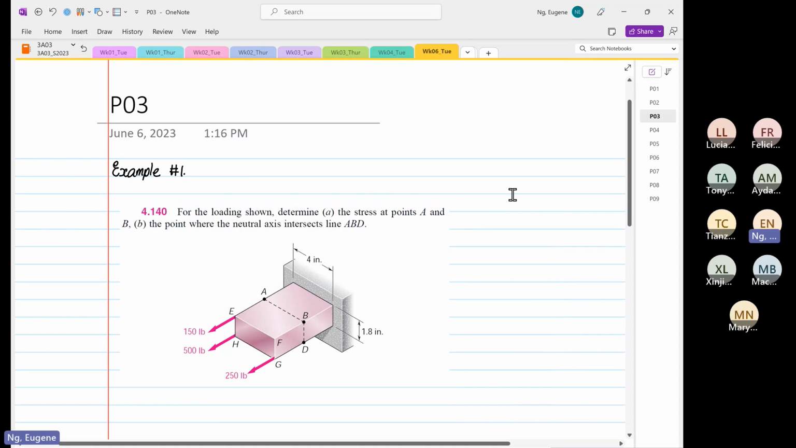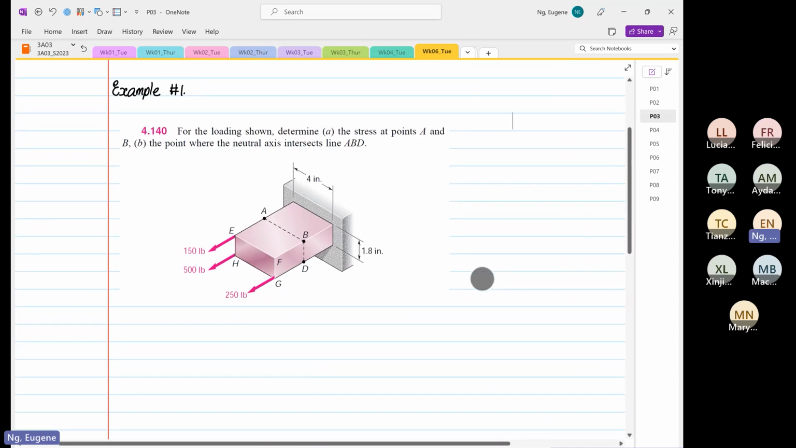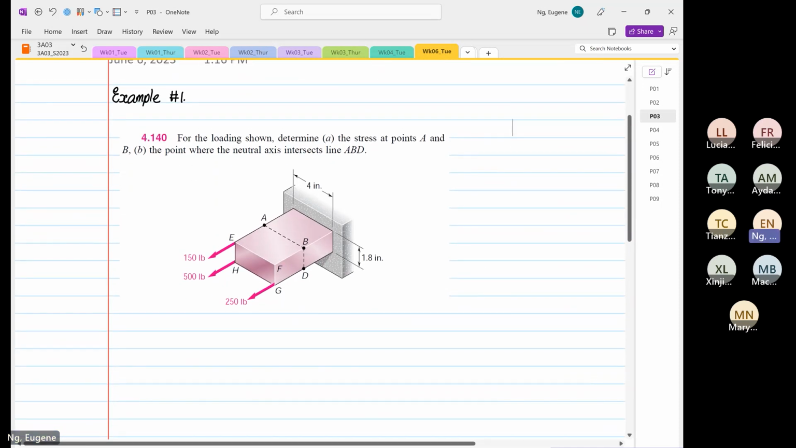So for the loading shown, determine the stresses at point A and point B. Okay, so we have to determine the stress at point A, and the point where the neutral axis intersects line A, B, D. So we are asked to identify the position of the neutral axis. Okay. So first of all, we're going to draw our transformation.